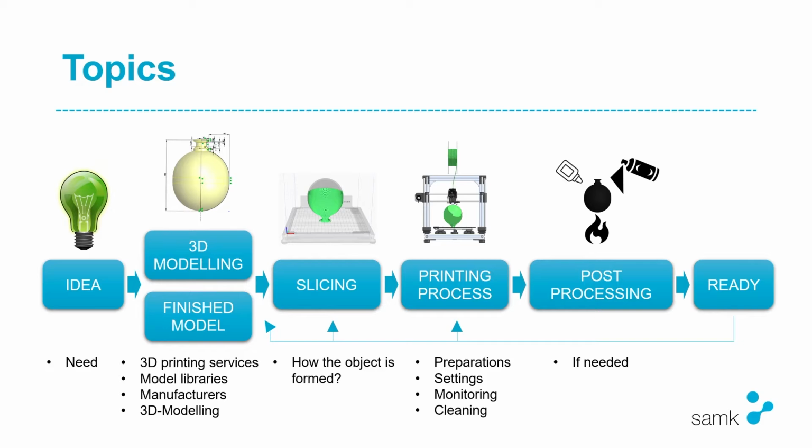But after it's ready, it might need a few more iterations. So there's a little arrow going from the ready step back to the 3D modeling, or back to the slicing, or back to the 3D printing process itself, because something might have failed, or in the slicing process we might have put a wrong setting so that we need a stiffer part, or in the 3D modeling step we might have put a measurement wrong.